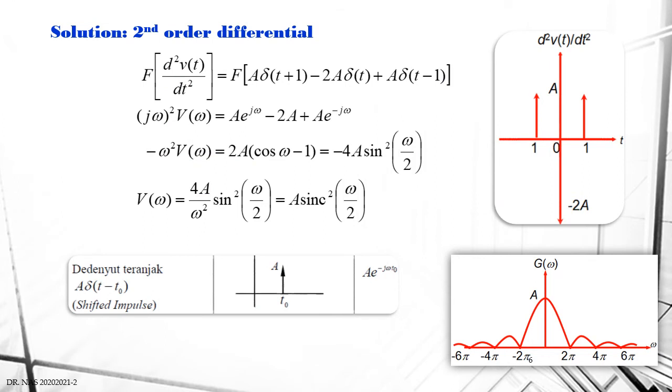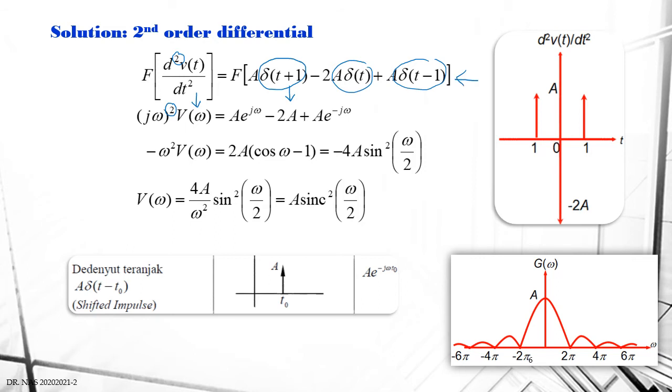Same goes to the second order differentiation. You need to perform the Fourier transform on both sides. When you have differentiation on the left hand side, you need to perform the Fourier transform on the right hand side as well. Please refer to table 2 for the Fourier transform of this specific function. For the differentiation, the Fourier transform is (j omega) to the power of n, so n equal to 2, times V omega. The equation of the impulse function equals this.